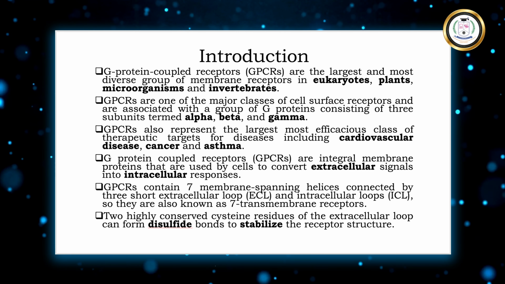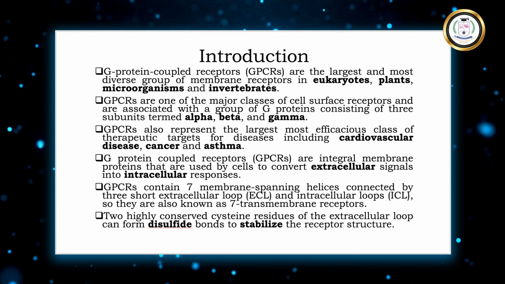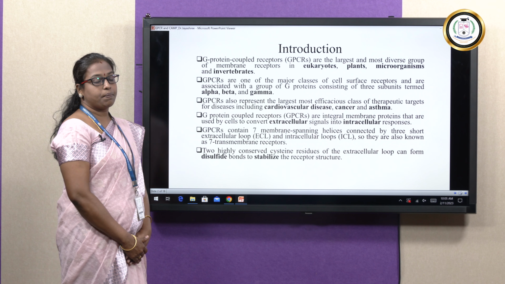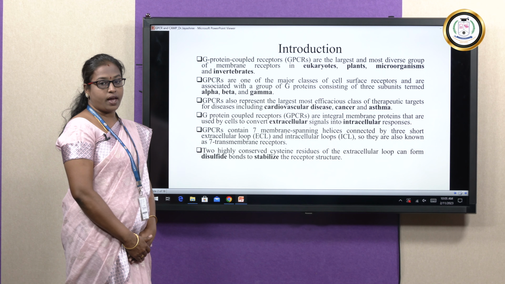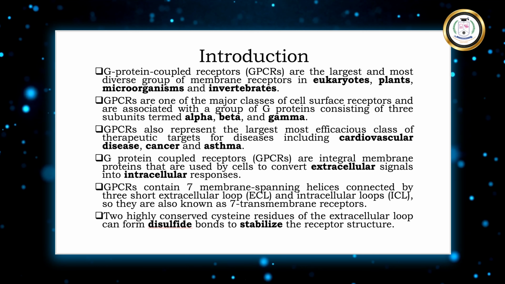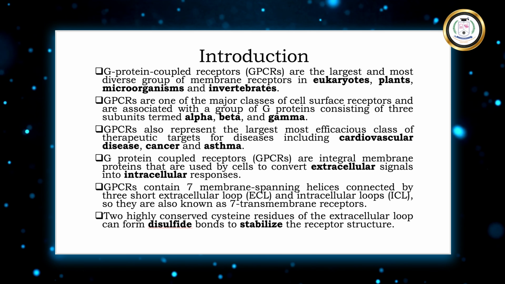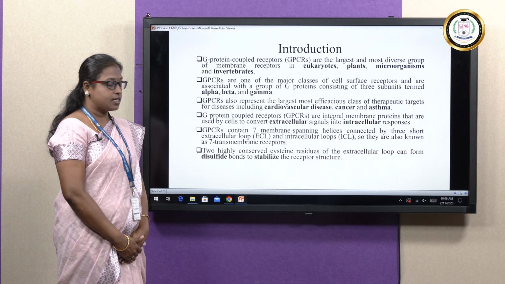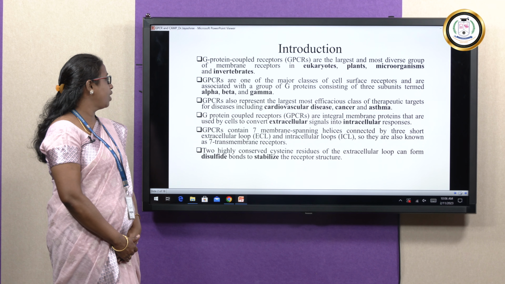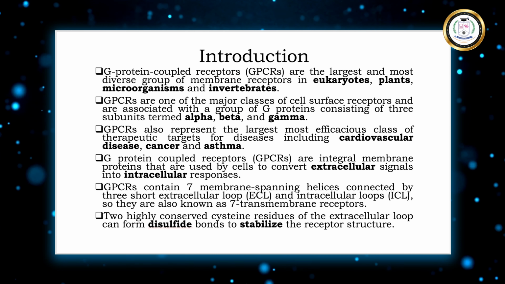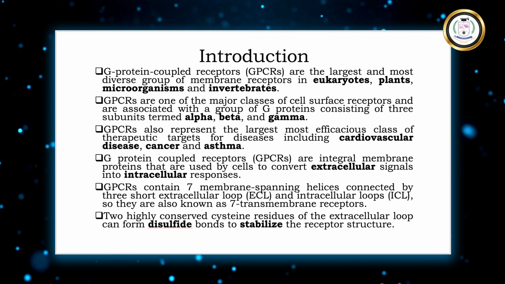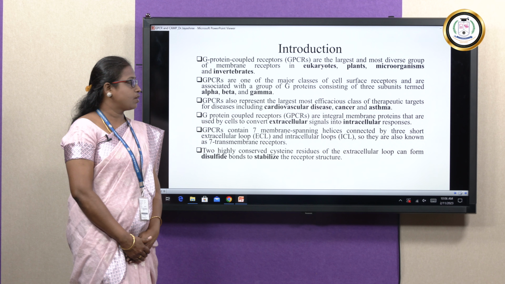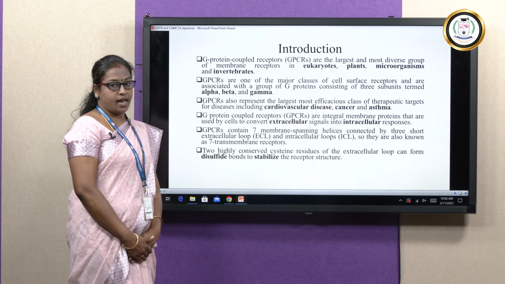So coming to the introduction about G-protein coupled receptor, also called GPCR, it is the largest and most diverse group of membrane receptors in eukaryotes, plants, microorganisms and invertebrates. GPCRs are the major class of cell membrane receptors that are associated with a group of G proteins consisting of three subunits termed alpha, beta and gamma. GPCRs also represent the largest, most efficacious class of therapeutic targets for diseases including cardiovascular disease, cancer and asthma.